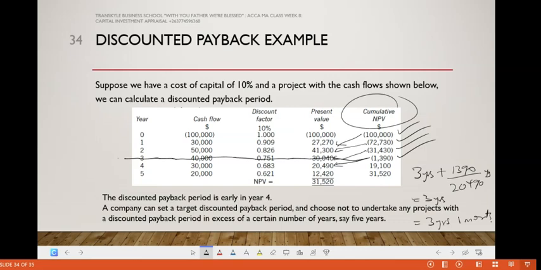That's it. So just forget about this. The payback period should be 3 years, 1 month.